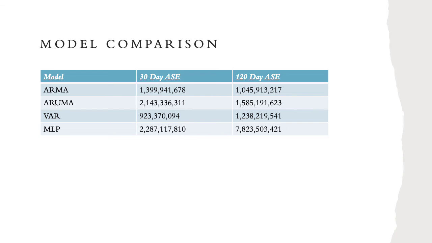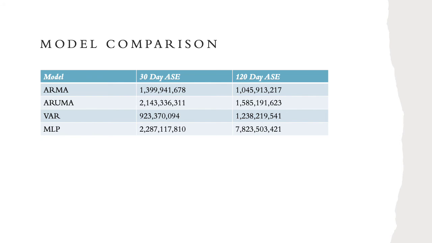When we did a model comparison, what we're looking at here is the ASE, the average squared error, and the lower these giant numbers are, the better. When we do a model comparison, we can look at a lower ASE, and this can help us decide which models may be performing a little bit better.